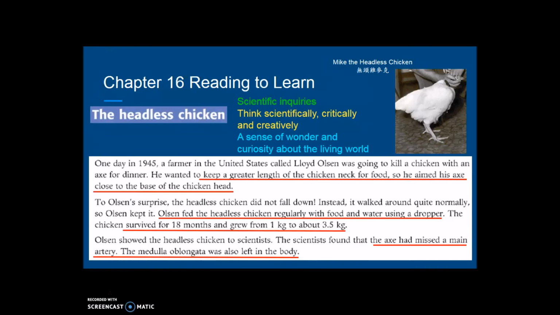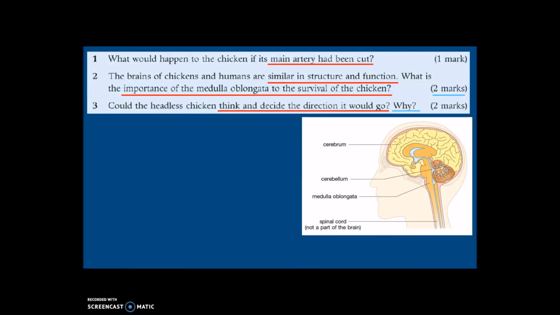So the farmer gave this headless chicken to scientists to investigate, and they found out that the cutting had missed the main artery, that means the artery in the neck to the brain. So the main artery was not damaged, and also the medulla oblongata was left in the body. That's why the chicken could survive after having its head cut off. So let's take a look at the questions.